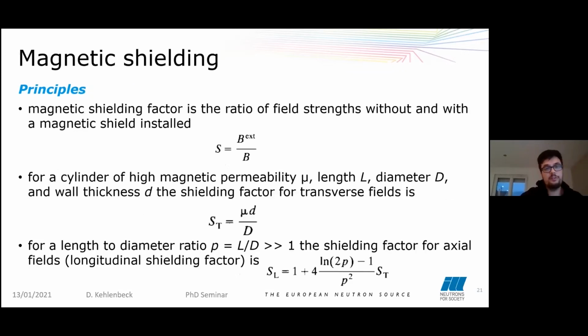So the last point of my talk will be about magnetic shielding. We have a magnetic shielding factor, which is the ratio of the field strength without and with a magnetic shield installed. And this shielding factor can be split into the shielding factor for transverse fields and the shielding factor for axial fields. For a cylinder, the shielding factor for transverse fields depends on the magnetic permeability, the length, the diameter, and the wall thickness of the cylinder. And for a length to diameter ratio of p equal to L divided by D much bigger than 1, the shielding factor for axial fields is given by this equation.